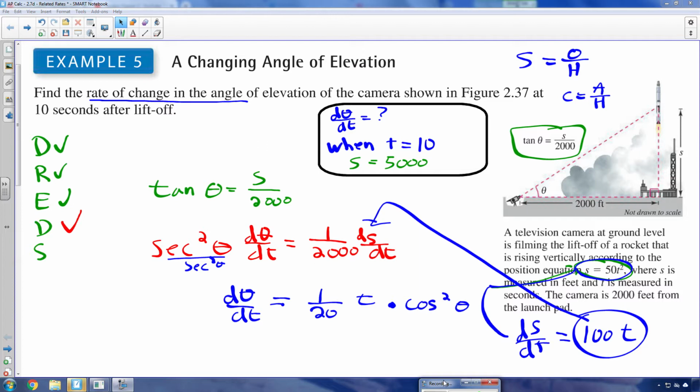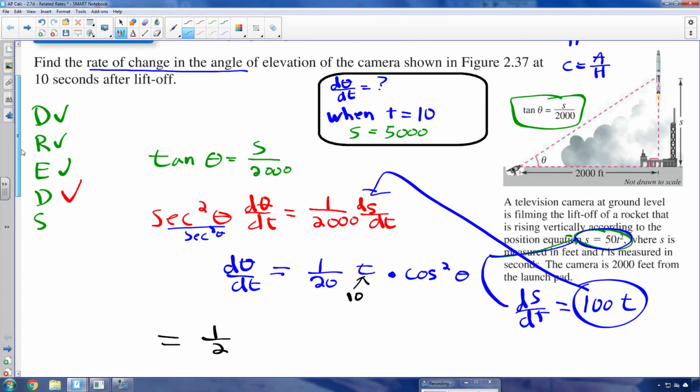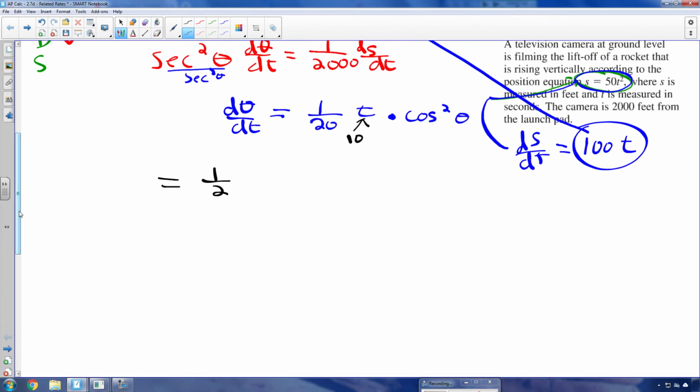Well, t we know is 10, so that's a good thing. Cosine squared of theta we don't really know, but maybe we can get it from the triangle. Cosine is what we don't really know. So we want to know cosine of theta, and then we want to square that value, and that's going to give us d theta dt.